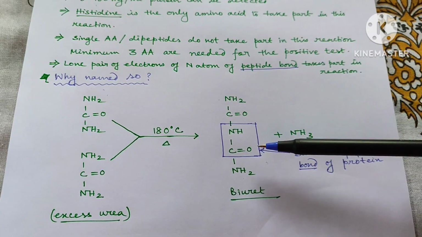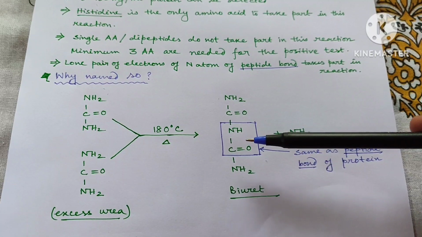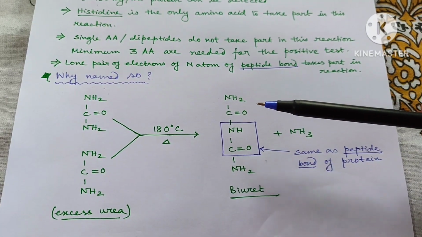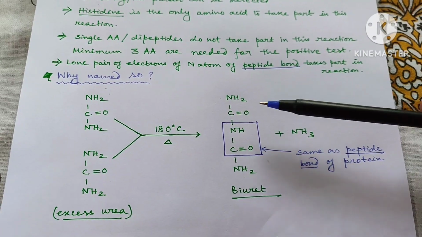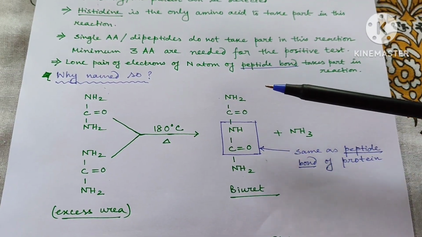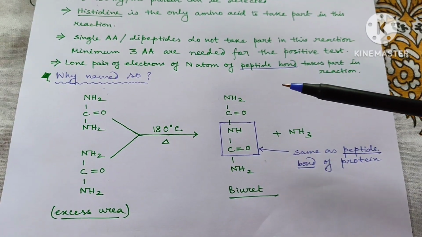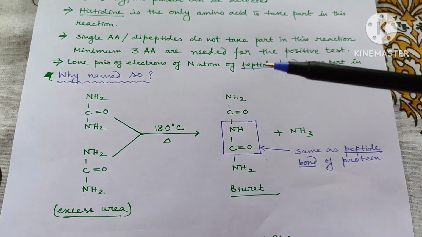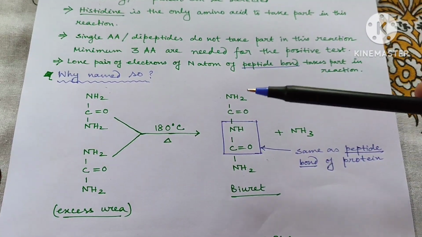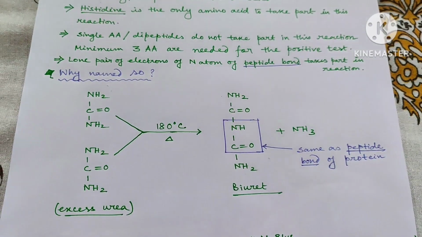Okay, that is why the peptide bond and biuret complex give a similar result when they react with the biuret reagent. Okay, that is why this reaction is also known as Biuret test. Though there is no presence of urea in this reaction, the similar kind of peptide bond is present both in protein and biuret complex. That is why this reaction is called Biuret test.